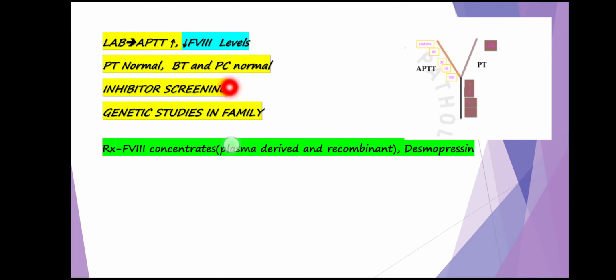Then bleeding time and platelet count will be normal because it is not a defect of primary hemostasis, but a defect of secondary hemostasis. Then we also do inhibitor screening to find whether the factor 8 defect is due to the deficiency of factor 8 or due to antibodies against factor 8. So we do the inhibitor screening.